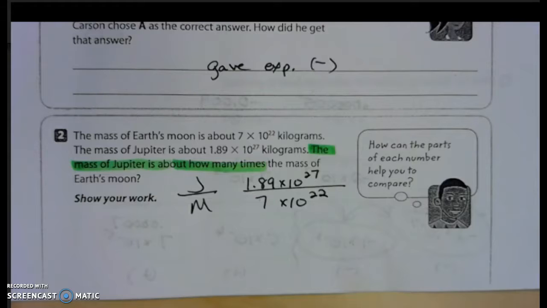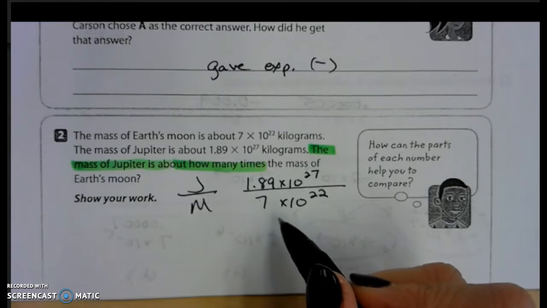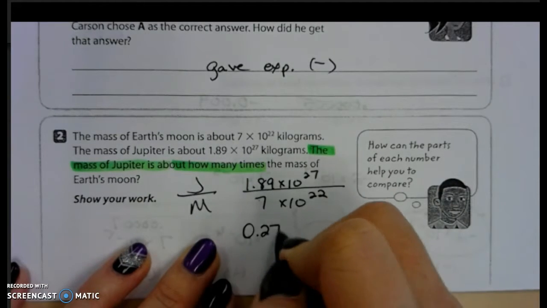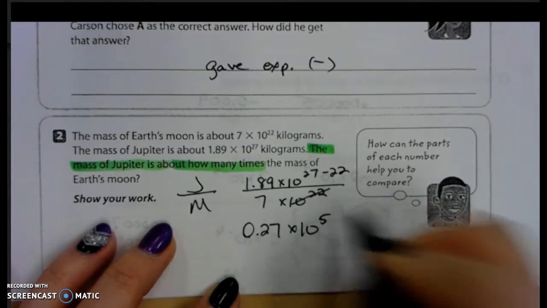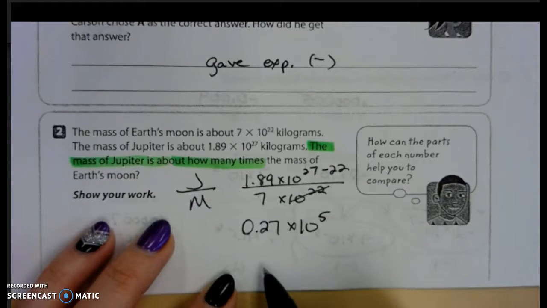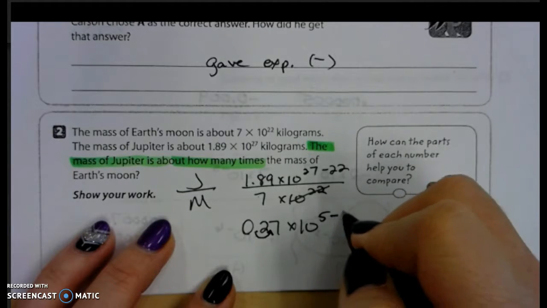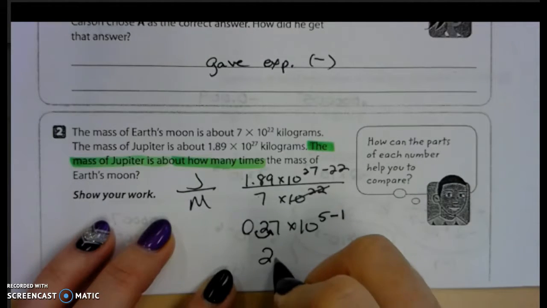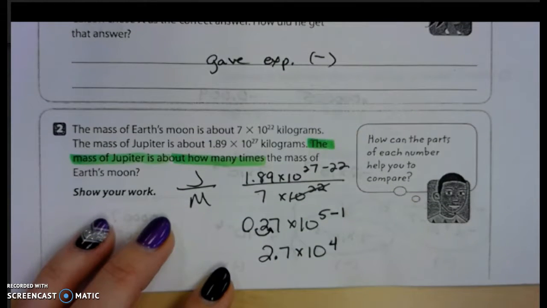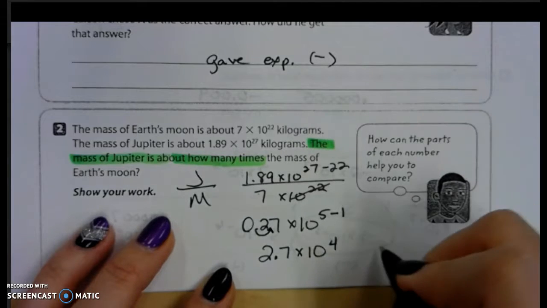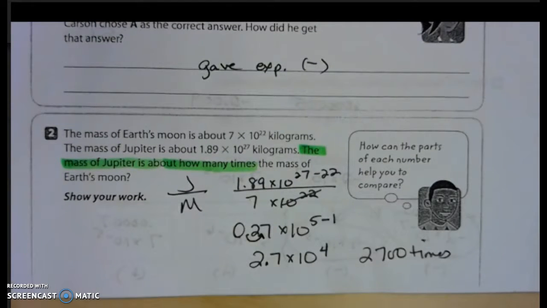1.89 divided by 7 gives me, don't feel good about that number, I'm going to check it again. 1.89 divided by 7. 0.27. And then I subtract my exponents using the quotient rule to get 10 to the 5th. This is not in proper scientific notation. If I increase my number by 1 place value, I decrease my exponent by 1, giving me 2.7 times 10 to the 4th. Now, in standard form, that would tell us that it was 2,700 times the size of the moon.